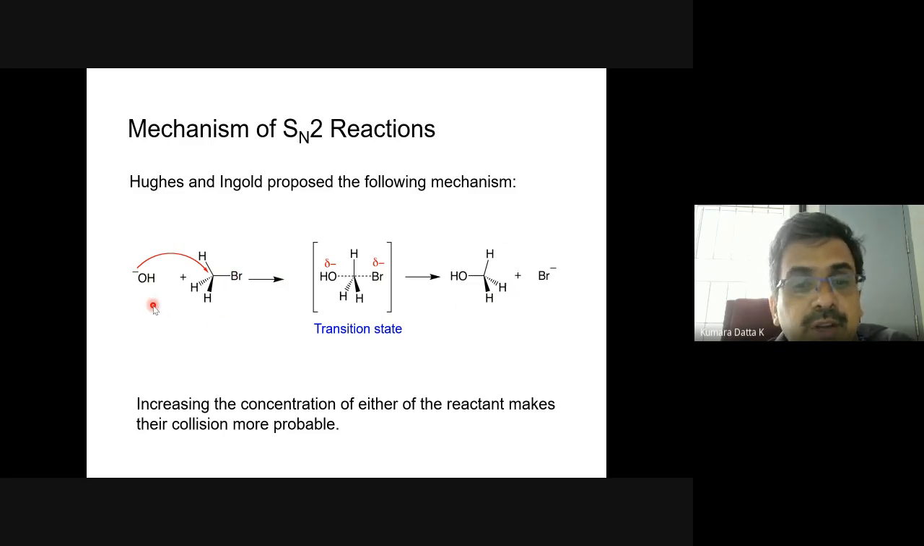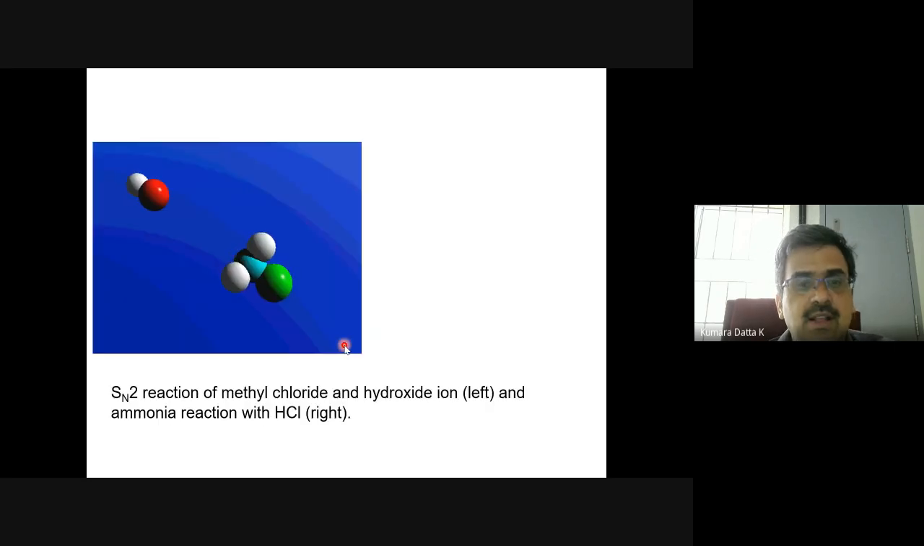Now, if you increase the concentration of this, for example if you put more methanol, more sodium hydroxide and more bromomethane, there are a lot of collisions. Means a lot of molecules will come closer and they try to react. This is all about SN2 reactions. So this is what I'm doing.